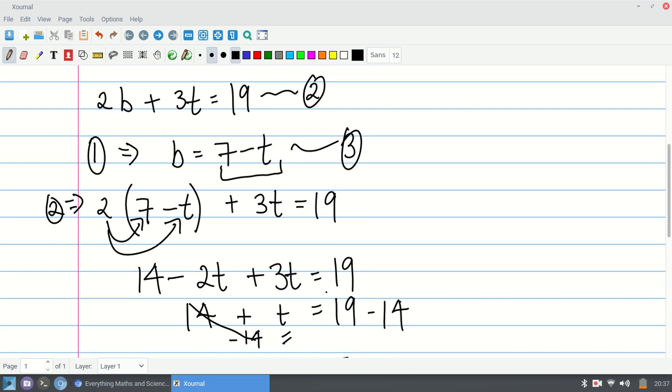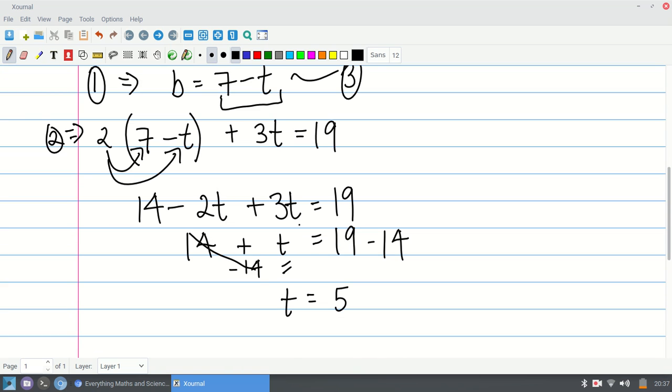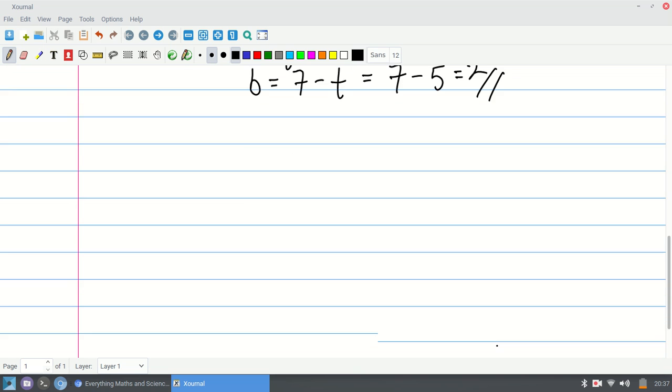Now, how do I know how many bicycles there are? Well, you can use equation 1 for logic, right? If the total is 7 and I've got 5, what adds to 5 to make 7? Well, that's 2. Or you can use equation 3, which says that the number of bicycles is basically the number of tricycles taken away from 7. So it's going to be 7 minus 5, and you get 2. So there are 2 bicycles, 5 tricycles, and we're done. We're done the problem.